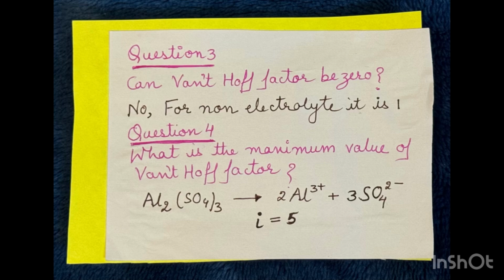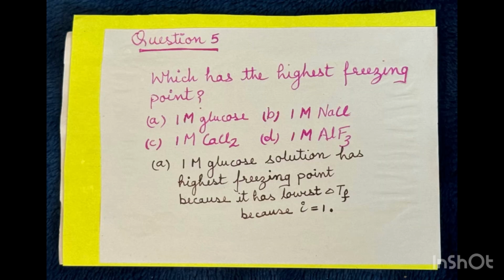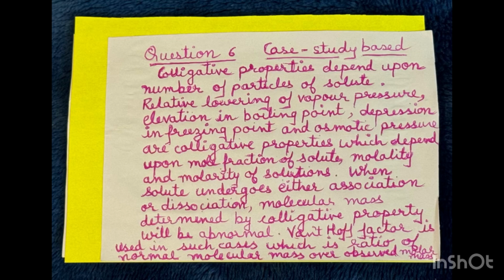Question 4: What is the maximum value of the Van't Hoff factor? Aluminium sulfate, i will be 5, 2 plus 3, 5. Question 5, very important: which has the highest freezing point? 1 molar glucose, NaCl, CaCl2 or AlF3? 1 molar glucose solution has the highest freezing point because it has the lowest ΔTf, because i equals 1. While for NaCl it will be 2, CaCl2 3, AlF3 4.